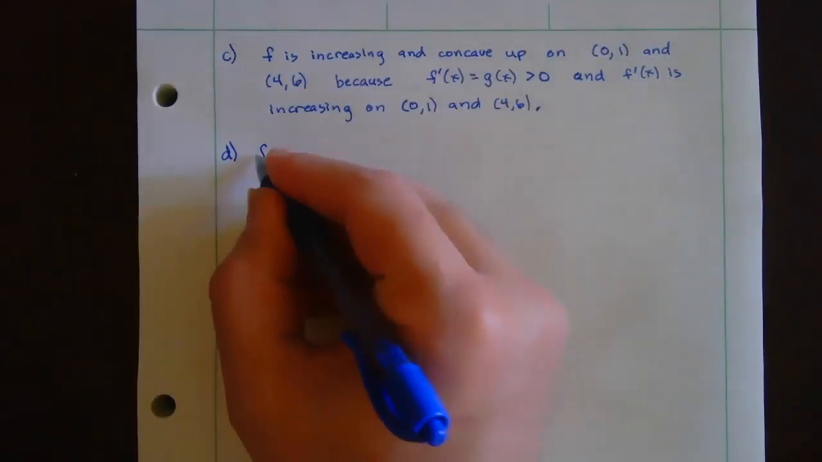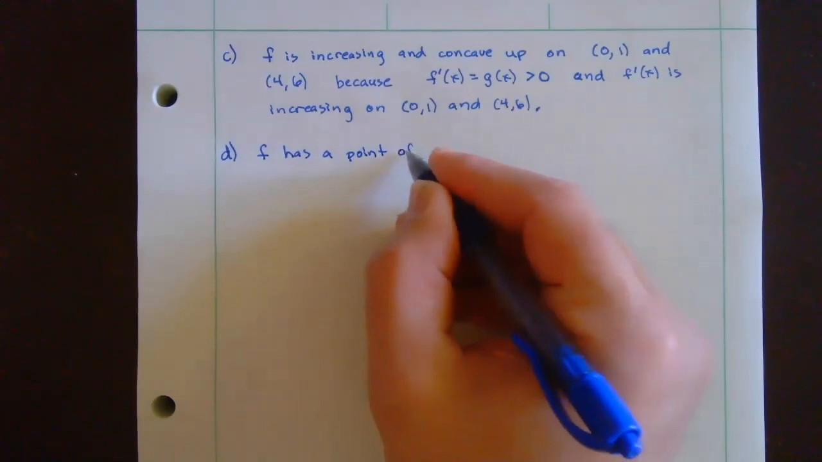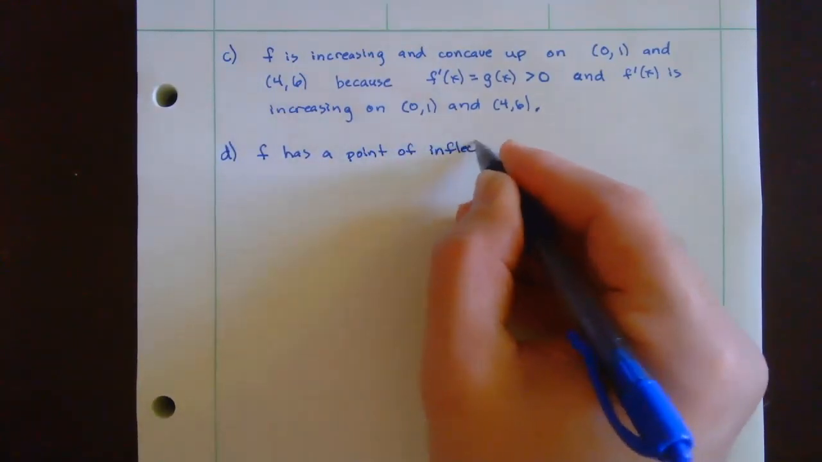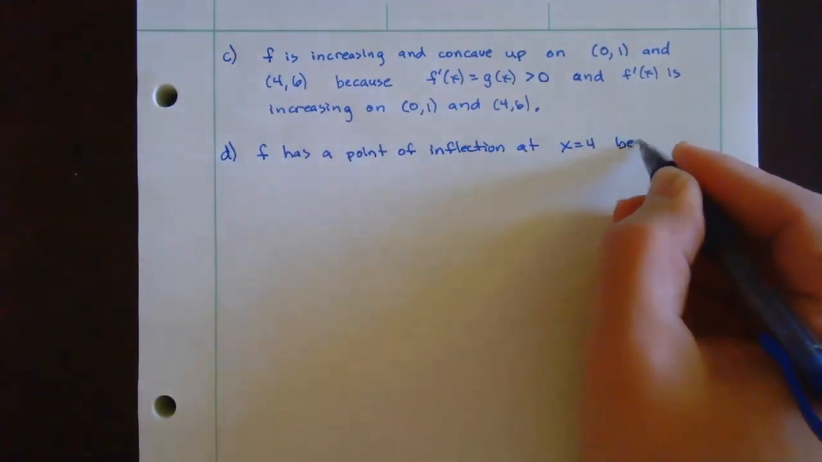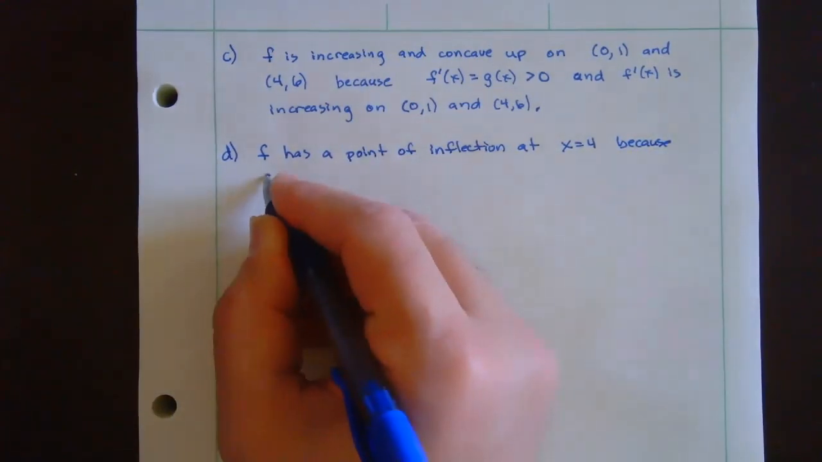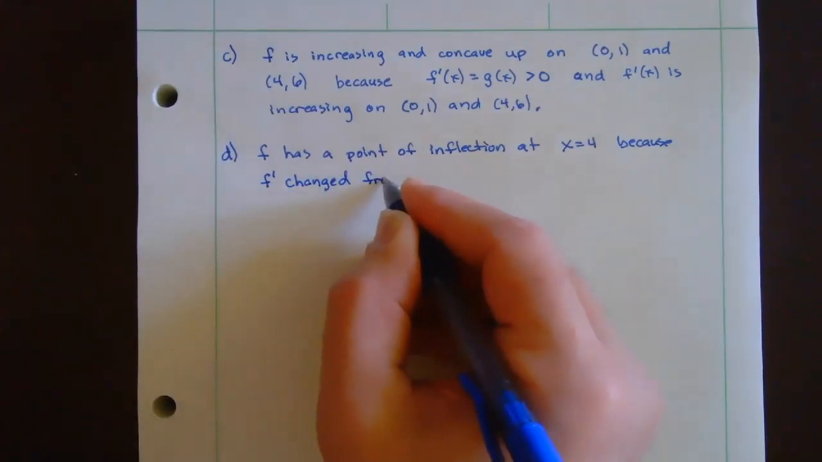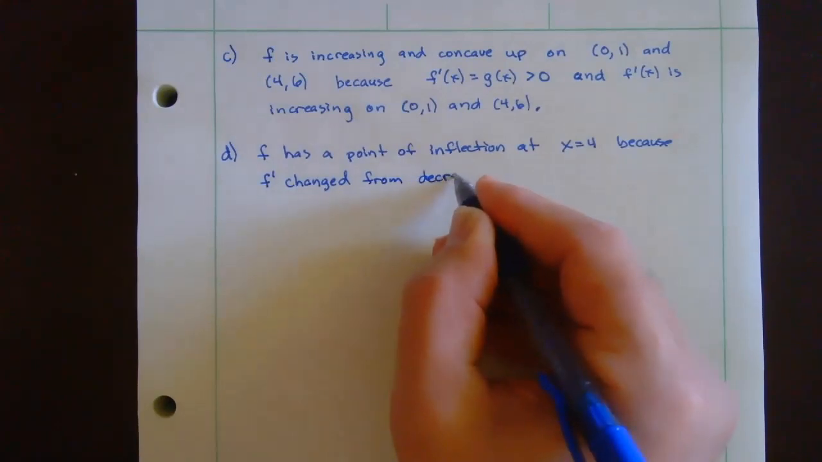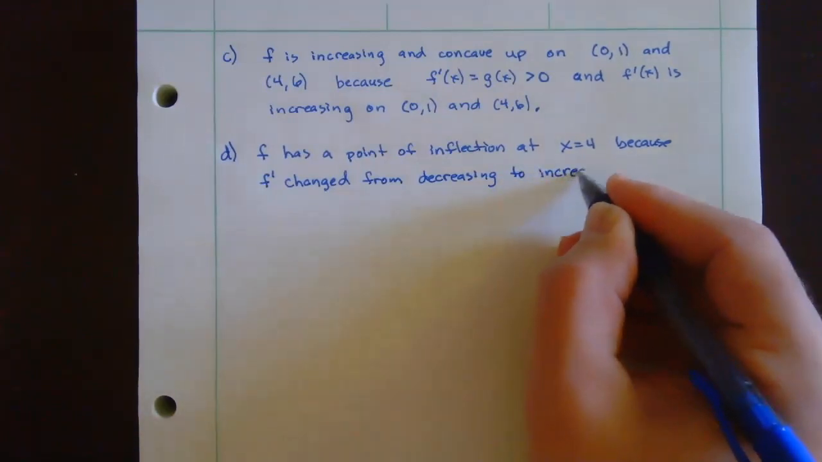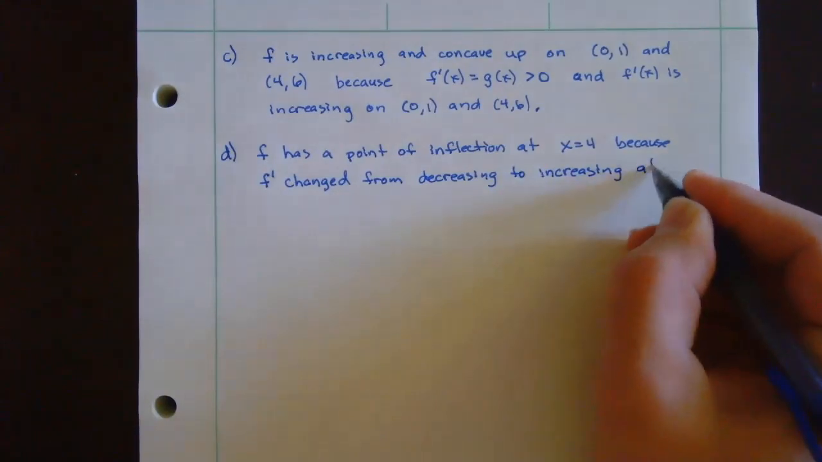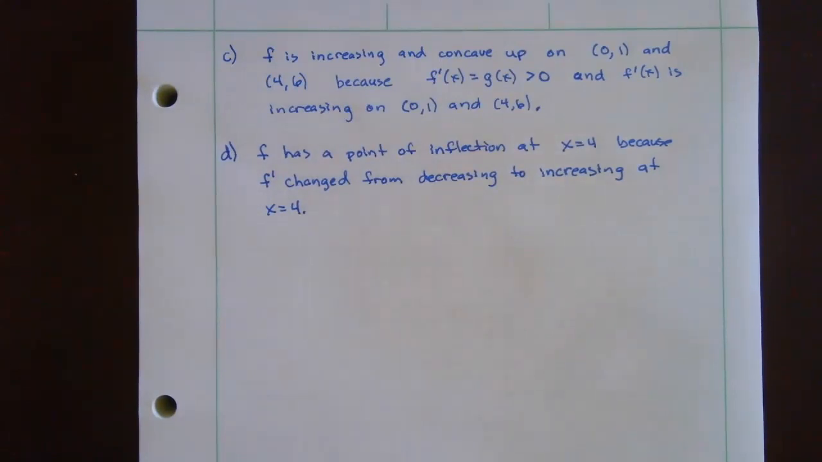So we would just say f has a point of inflection at x equals 4 because f prime changed from decreasing to increasing at x equals 4. And that's enough justification, okay? That's the reason why, okay?